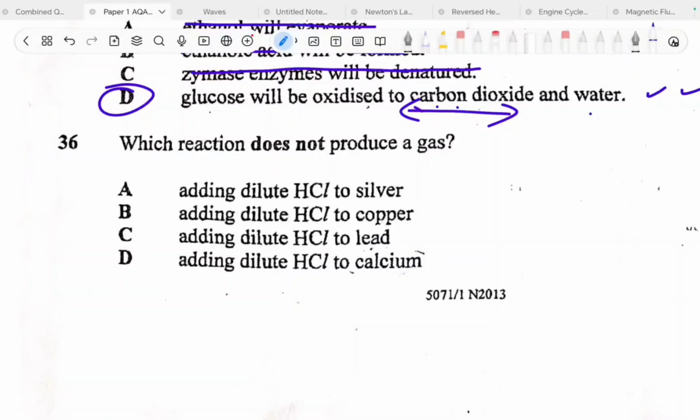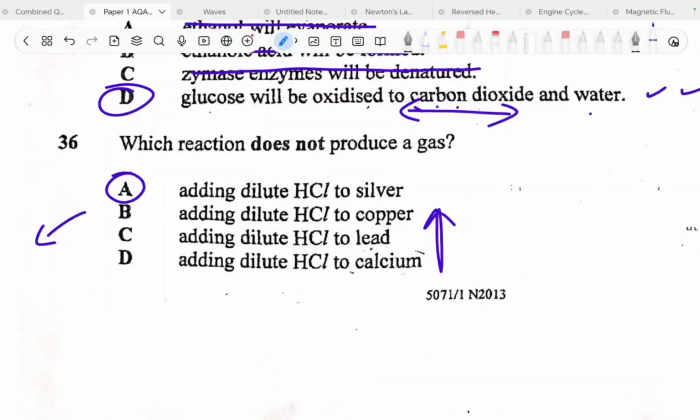Which reaction does not produce a gas? Okay, so I would say A. But if you're using a green book, the answer is B, which is not correct. The actual answer is A. Why is it A? Silver is the least reactive amongst everything. Silver is the least reactive, meaning if you add HCl to silver, it will not produce a gas.